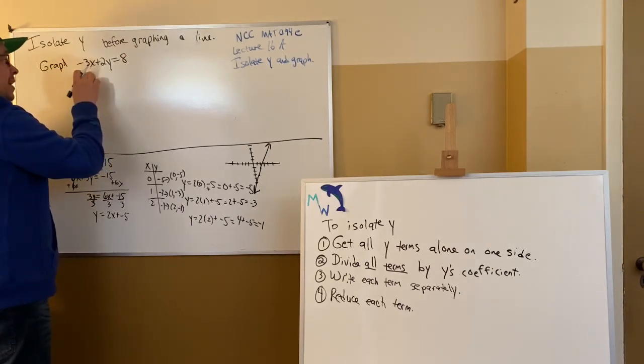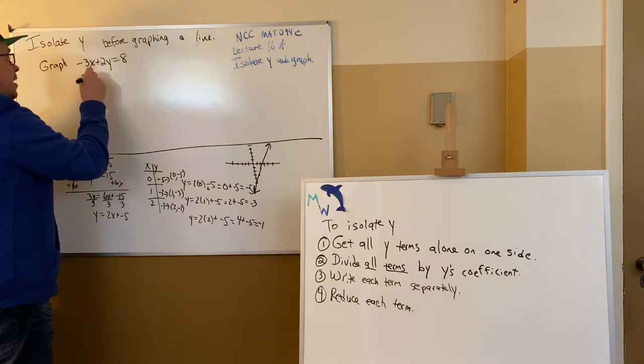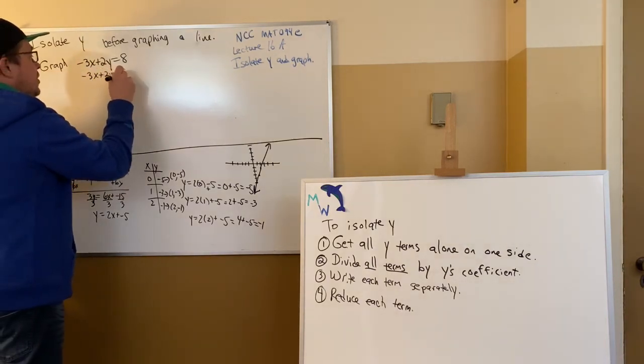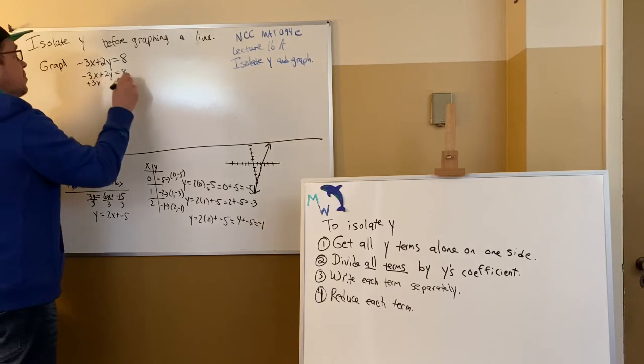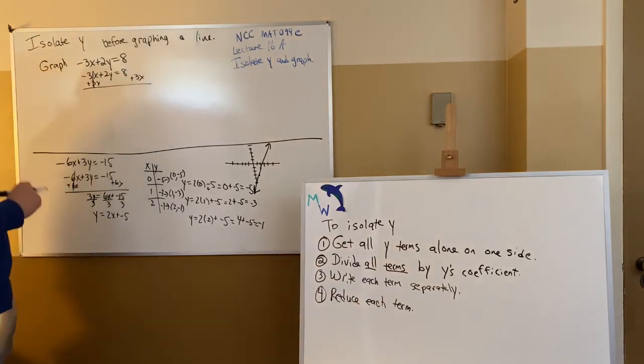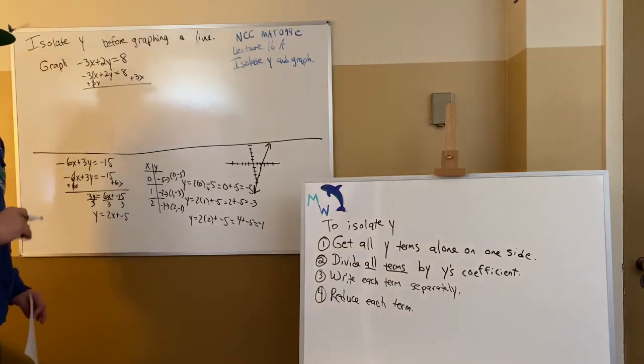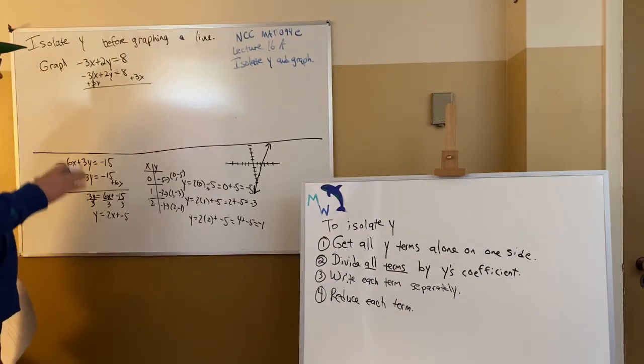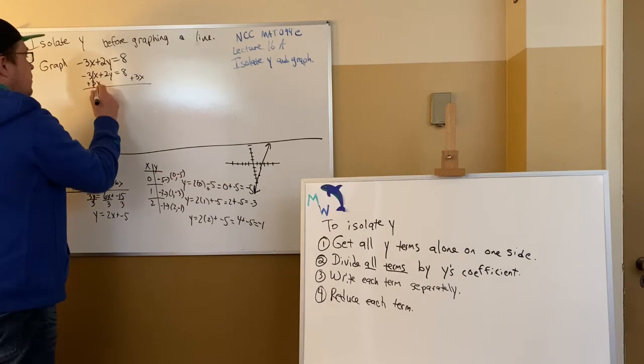Got to get this negative 3x off this side. So we have our negative 3x plus 2y equals 8 plus 3x plus 3x. I'll advise, always rewrite it. You want to be able to see your original line without it all cut up by the work that you did. So you want to rewrite it before you get to work on it.